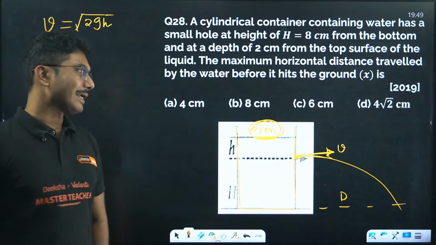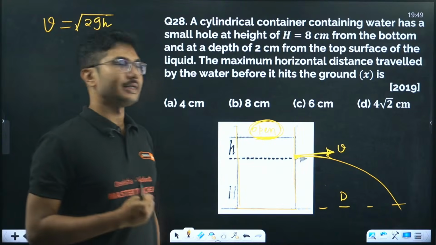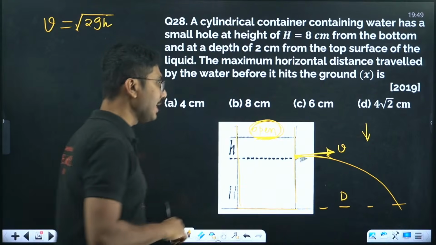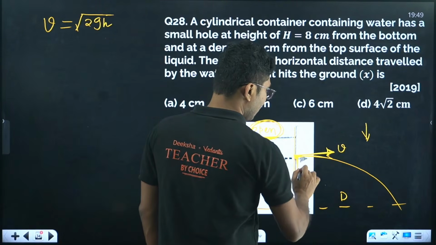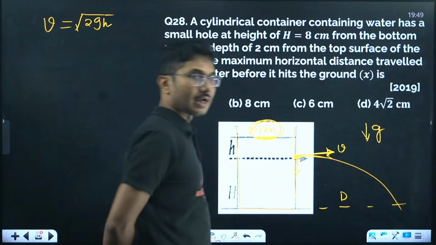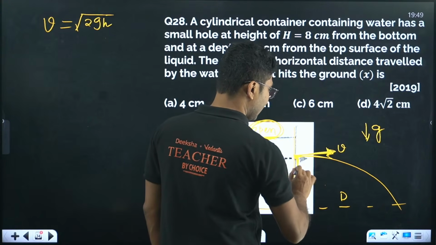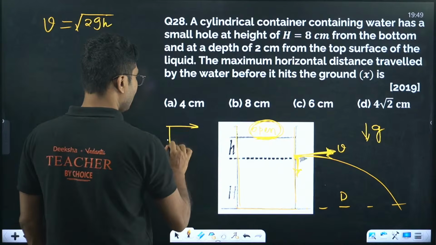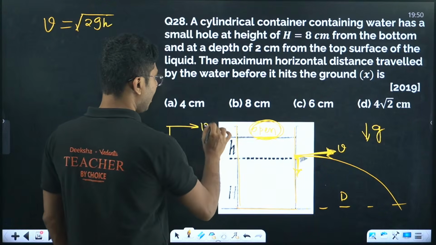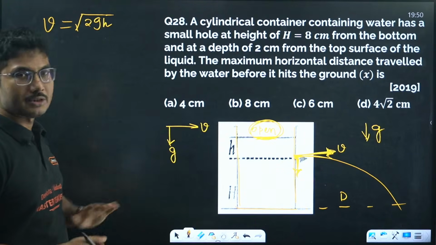What force is acting on this water so that the water is falling down? The only force acting on the water is the force of gravity. That means this water is actually accelerating downward with an acceleration due to gravity, which is given by g. Okay, now this motion and this motion are independent. Any two perpendicular motions are always independent. This is the gravitational acceleration, this is the horizontal speed. Now these two motions are independent, and these two being independent means what?